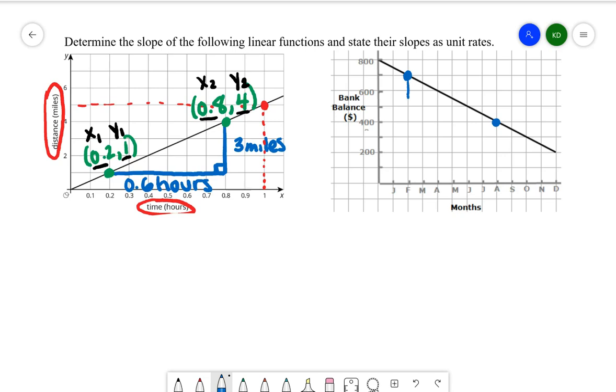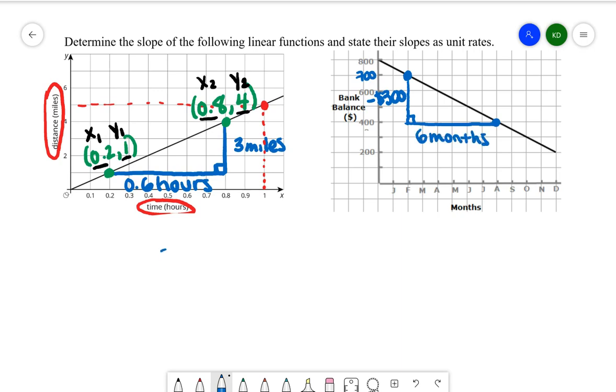So let's compare rise versus run for this particular line. The rise is, I'm now going down, so this is going to be a negative value. I'm going from here to 700 and it's stopping there at 400. So I've gone down $300. When I go to the right, I'm starting in February and I'm going up to August. So that's going to be 1, 2, 3, 4, 5, 6 months.